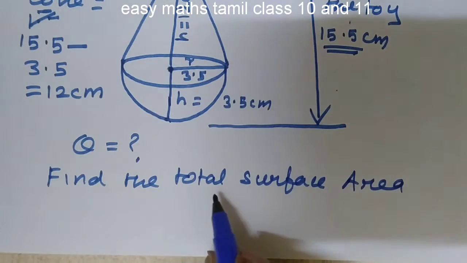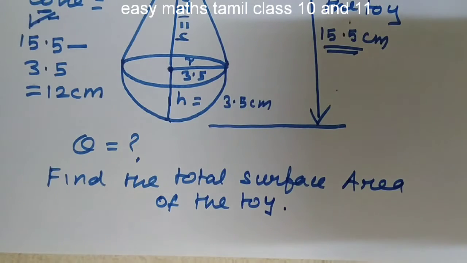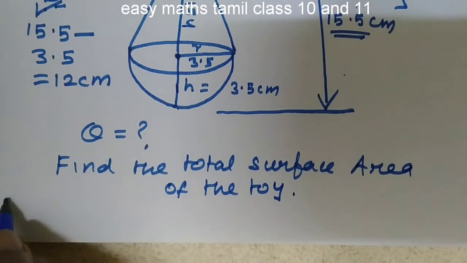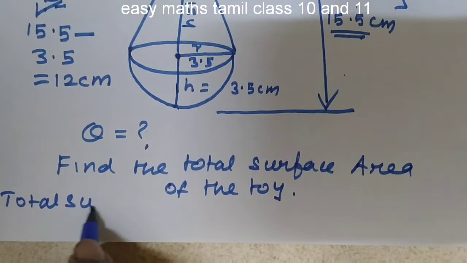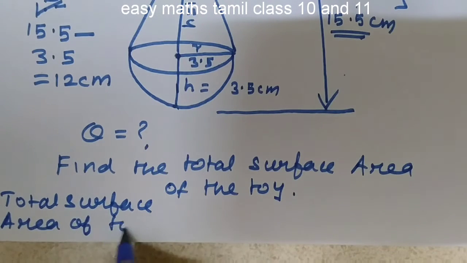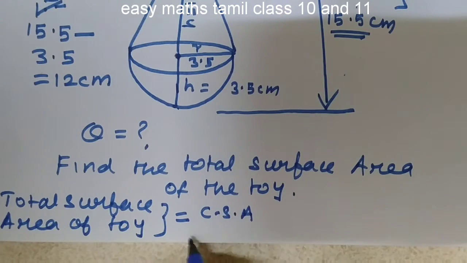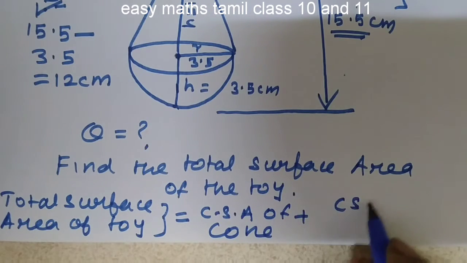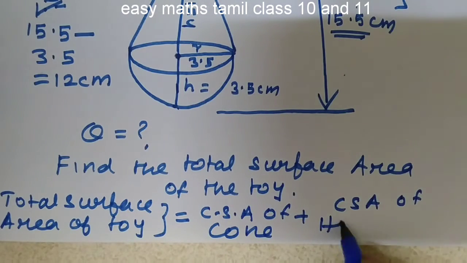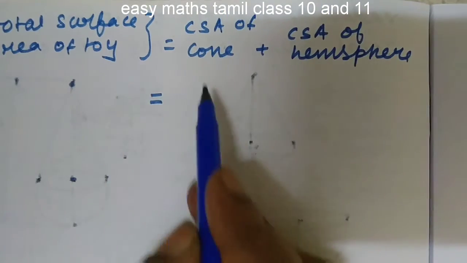Find the total surface area of the toy. The total surface area of the toy is curved surface area of the cone plus curved surface area of the hemisphere. Total surface area of the toy equal to total surface area of the cone and total surface area of the hemisphere, it's wrong. Total surface area of the toy is curved surface area of the cone plus curved surface area of the hemisphere. Don't forget this. Total surface area of the toy equal to curved surface area of both the solids.